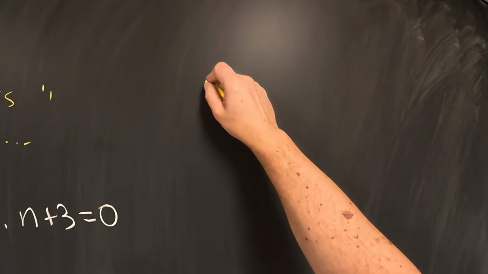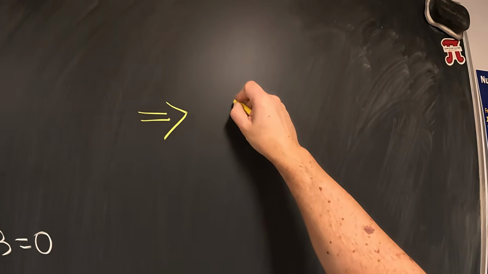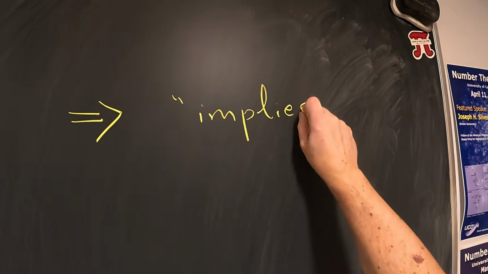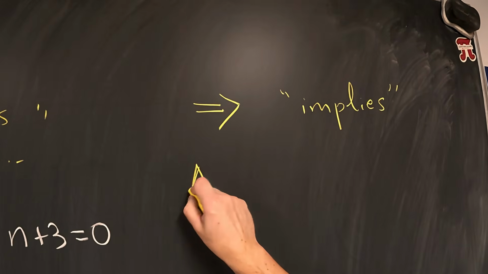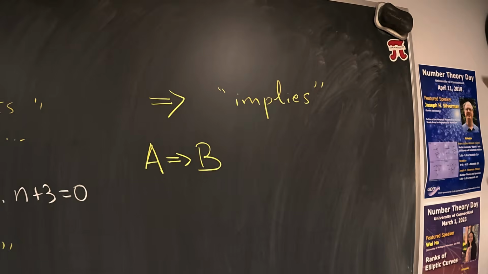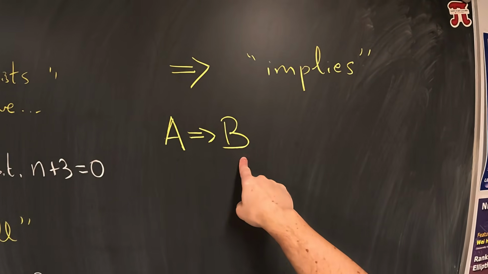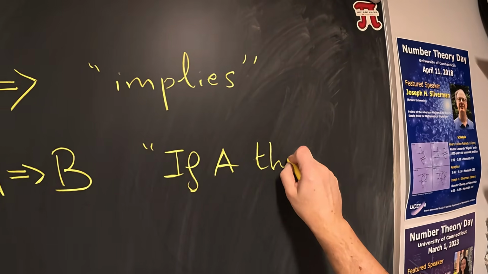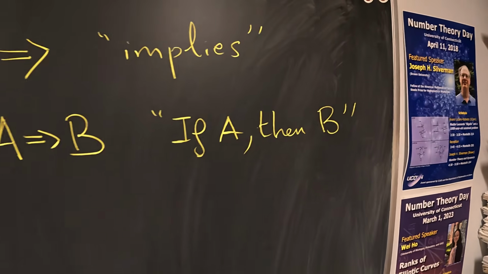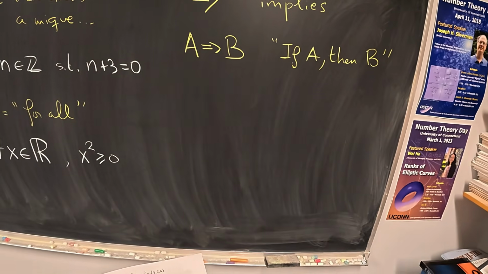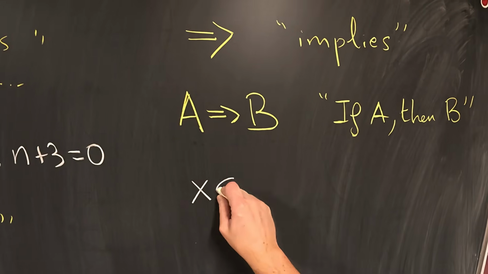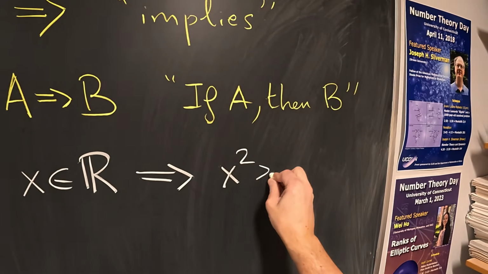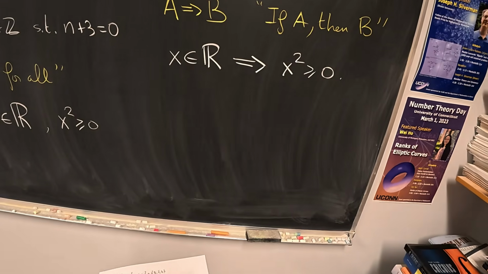We also have implication symbols in logic. So this means implies. If we write A implies B, I read A implies B, or it means if A, then B. And for example, I can write that if x is a real number, that implies that x squared is bigger or equal to 0. That's a sentence.